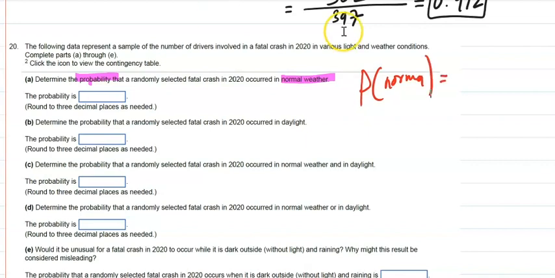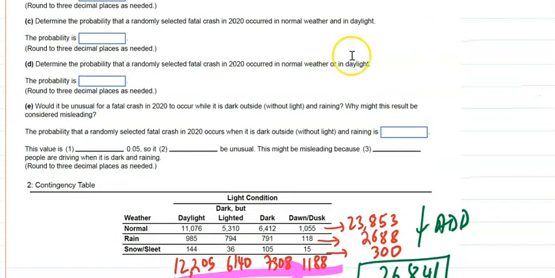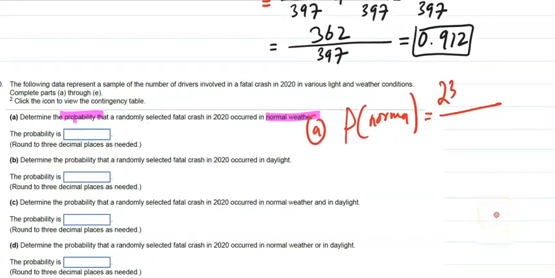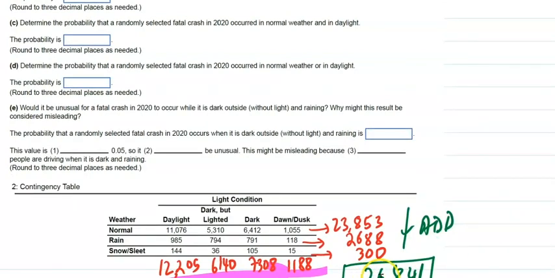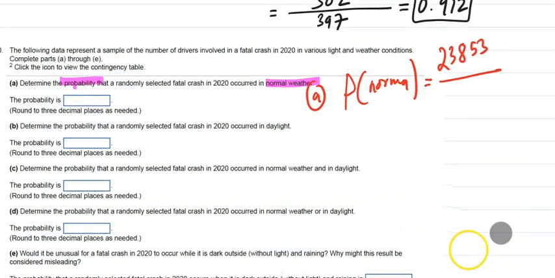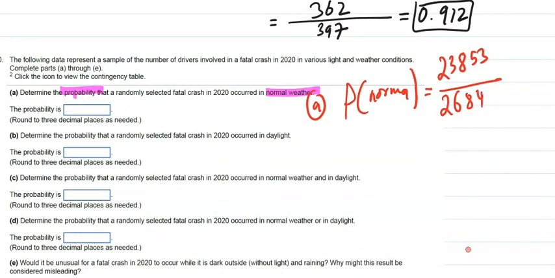So how many normal? That's part A. Look at the normal accidents here: 23,853, right? 23,853 divided by the total number of accidents in 2020, which is 26,841. If you divide and round your answer to 3 decimal places, you get 0.889.